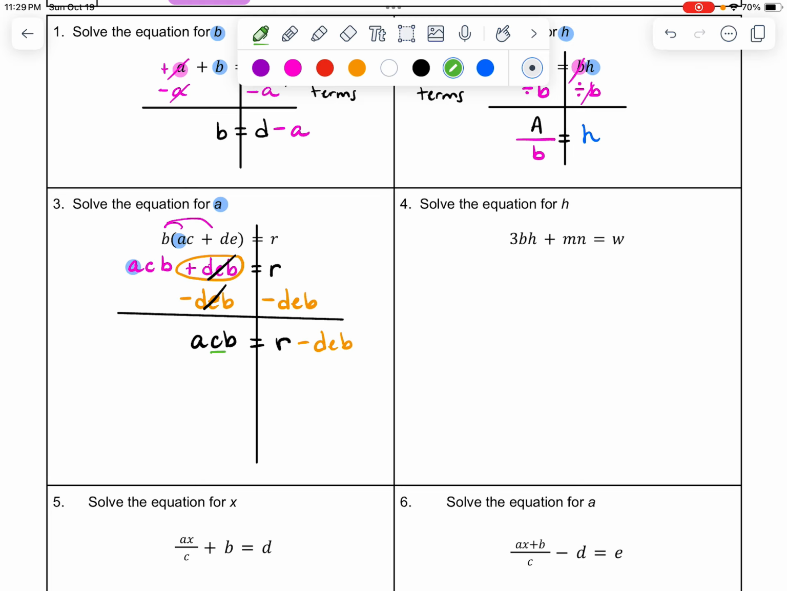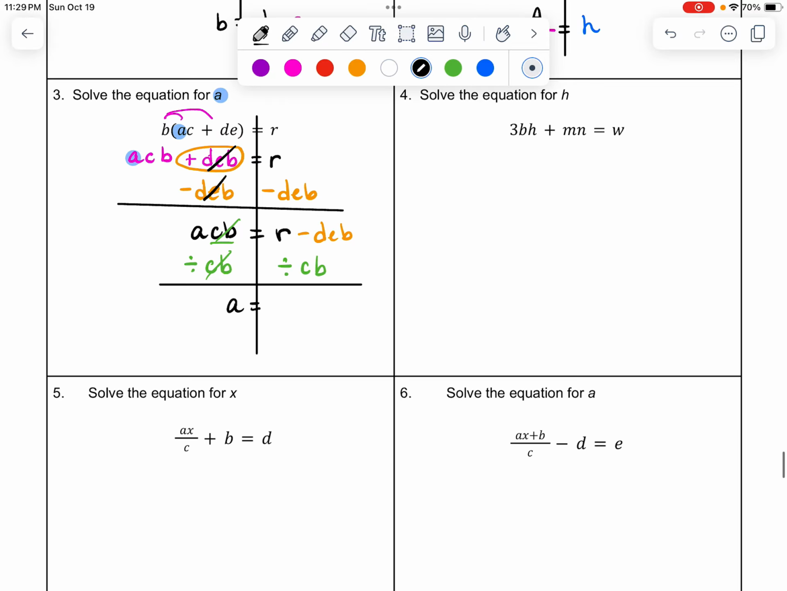Next, we need to get rid of the C and the B. Now, this is one big multiplication problem. So to undo multiplication, I'm just going to divide by the C and the B. And I can do that all at once. I don't need to do 2 separate steps there. So when I do that, my C and my B cancel, and I just get A equals. On this side, to show I'm dividing, I'm just going to copy down the R minus DEB, and then draw a line underneath the whole thing to show I'm dividing that whole thing by CB.